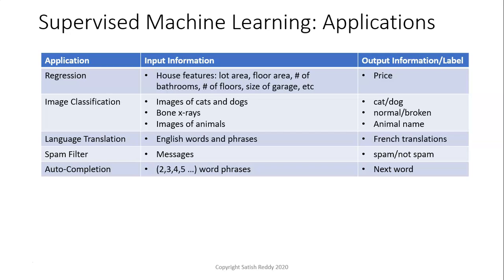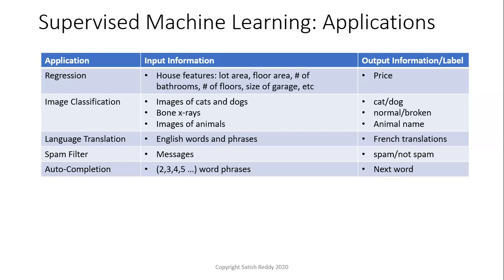In the case of image classification, the input information may consist of images of cats and dogs, and the output information would be the label cat or dog for each image. In the case of bone x-rays, the input information would be the actual bone x-rays, and the output information would be a normal or broken label for each x-ray. The input information may be images of animals, and the output information would be the animal name label for each image. In the case of language translation, the input information may consist of English words and phrases, and the output information may be their French translations.